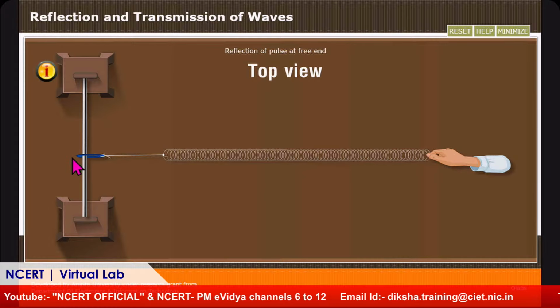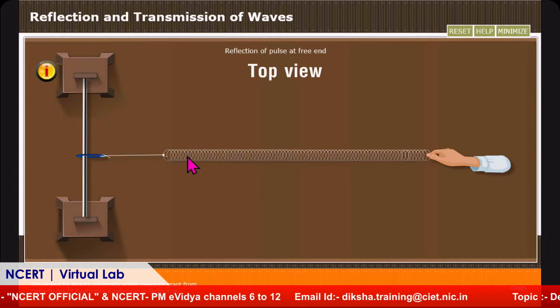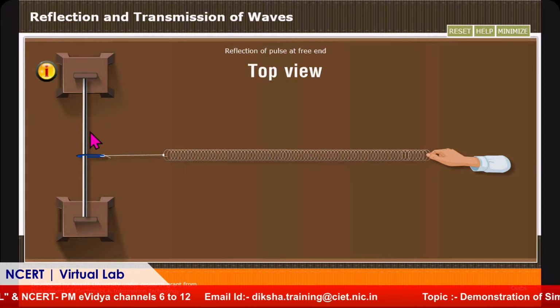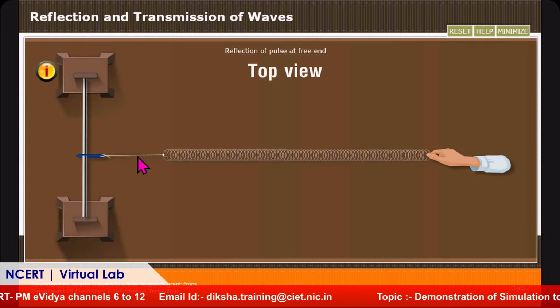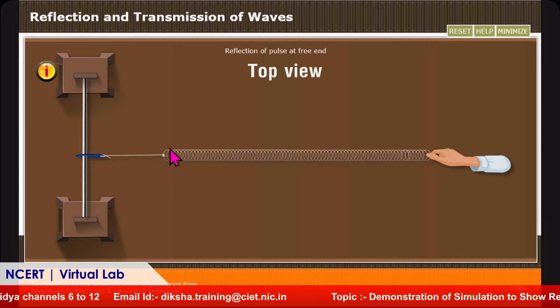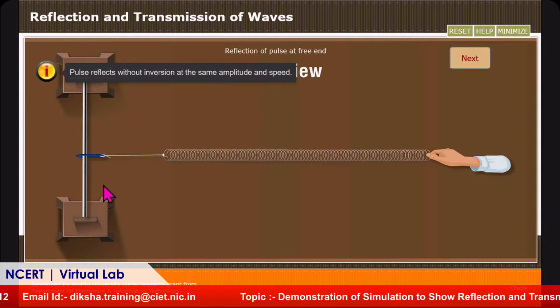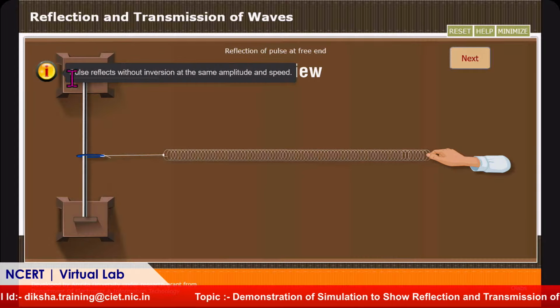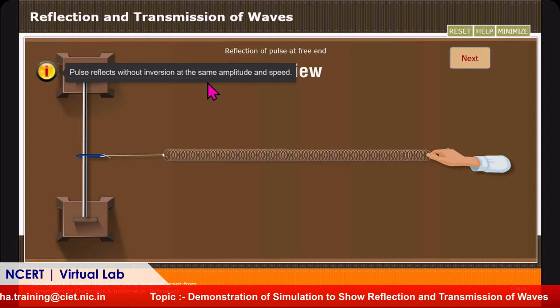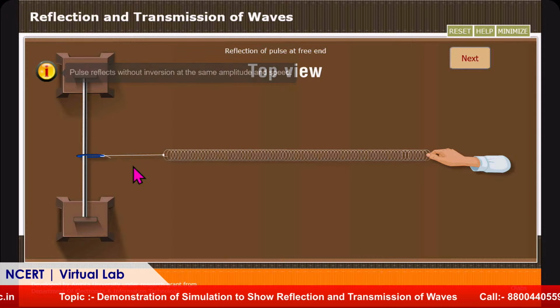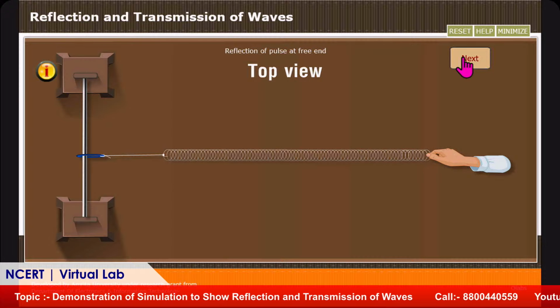What exactly happens here is that when the energy propagates to this free end, there is no blockage, it is a free end. So that energy goes upward and the amplitude becomes twice the amplitude of this wave. So here the pulse reflects without inversion at the same amplitude and speed, because it is not bounded. There is no phase change, no inversion.